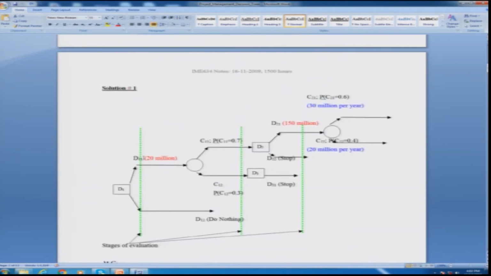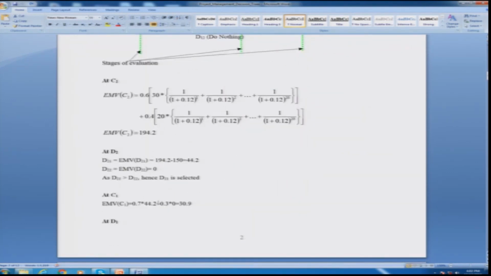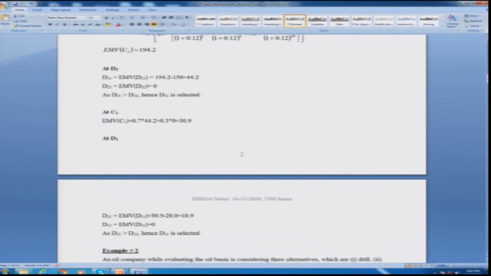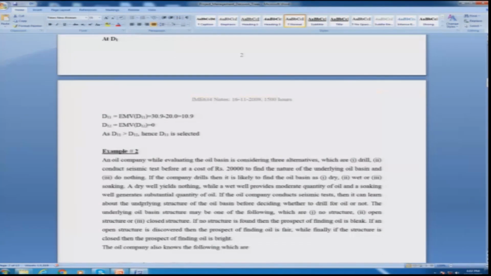In case, for example, this value was 40, then the value would have been 30.9 minus 40, which would be almost in the tune of minus 10, hence you would not go into that project. So, this was a very simple example. Let us extend this concept to a second example. An oil company, while evaluating the oil basin, is considering a few alternatives.